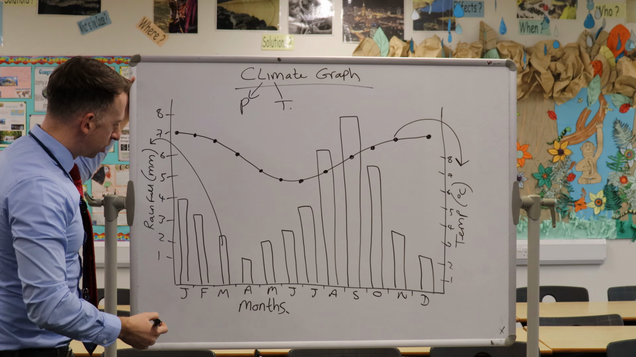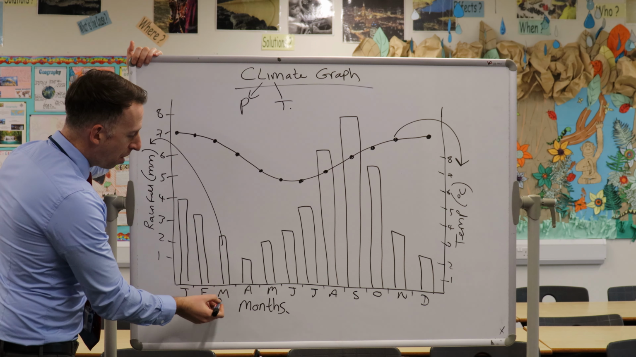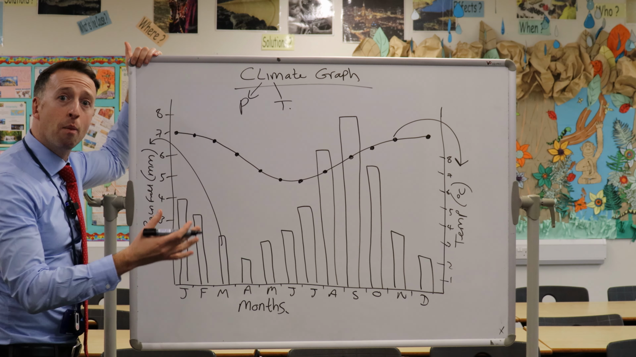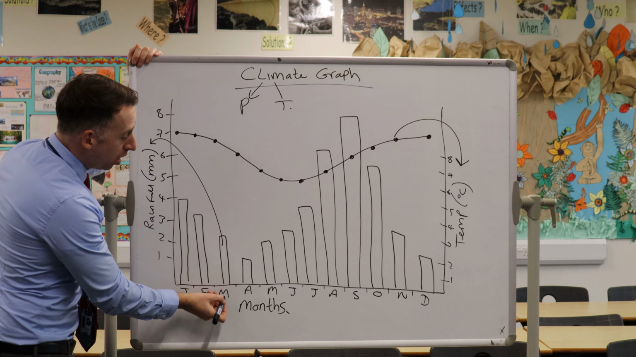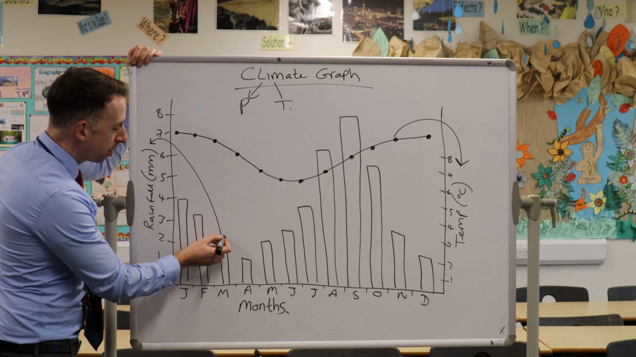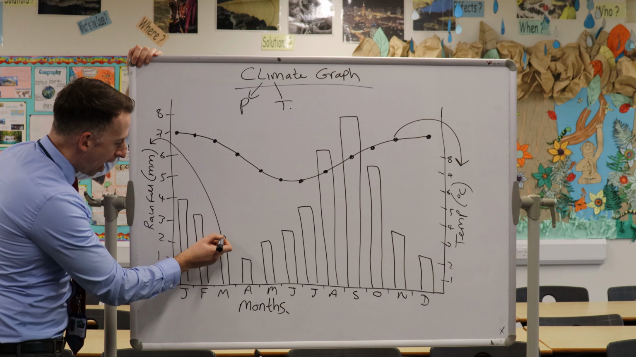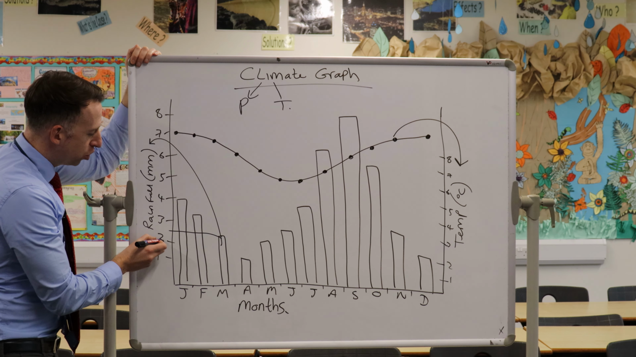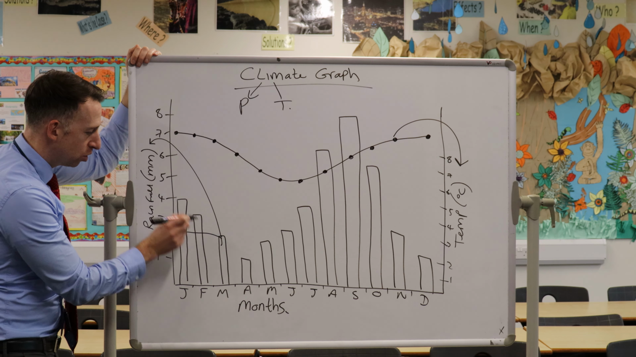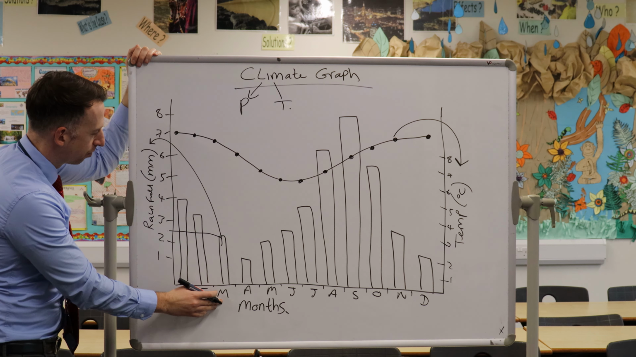So let's say, for example, I would like to know in the month of March how much rain fell in this particular region that this climate graph is talking about. I go to March, I go up to the bar because the bar is rainfall, and I make sure I read from this axis, so it's about 2.5 millimetres of rain fell in March.